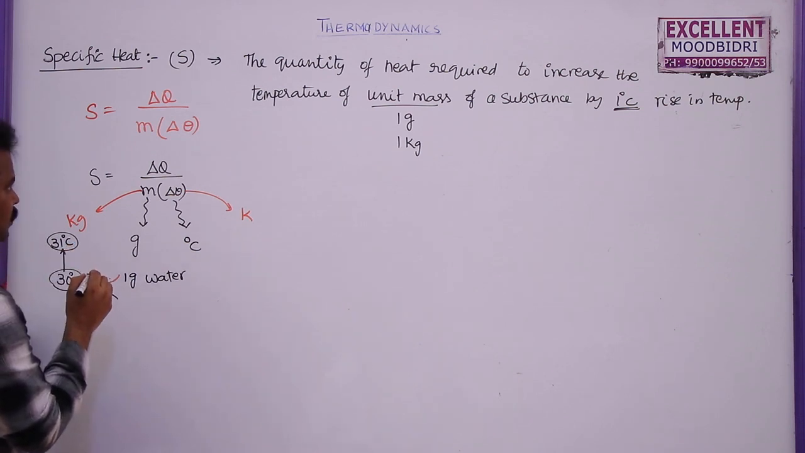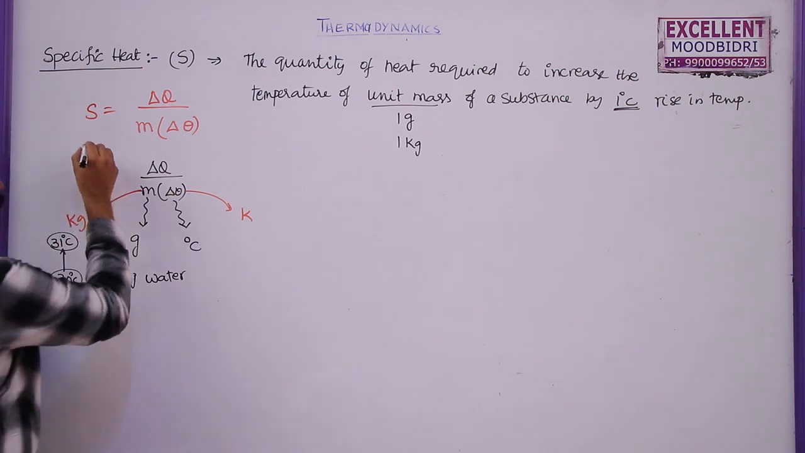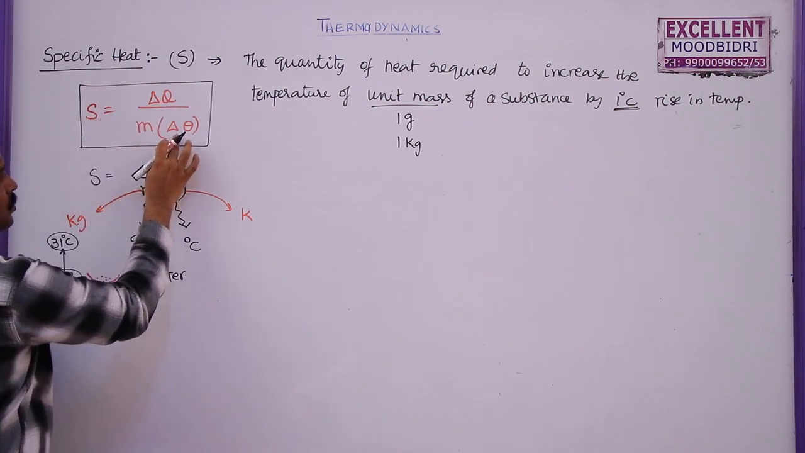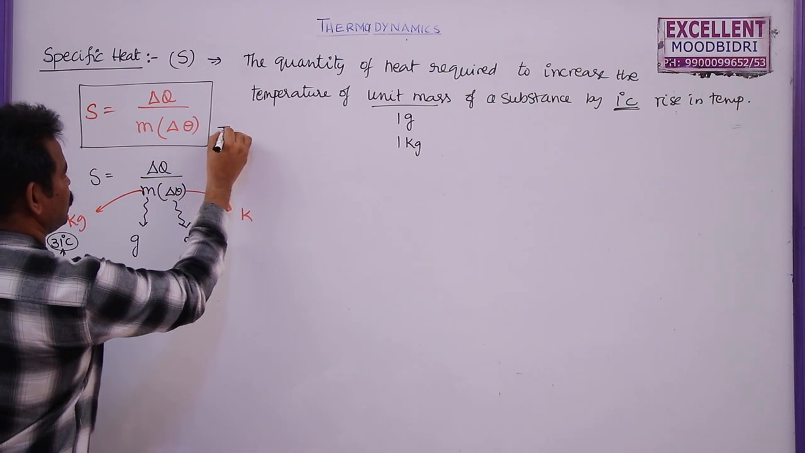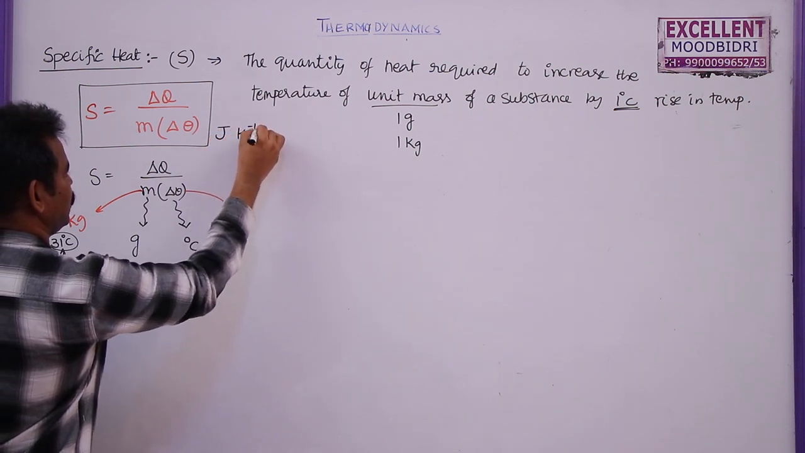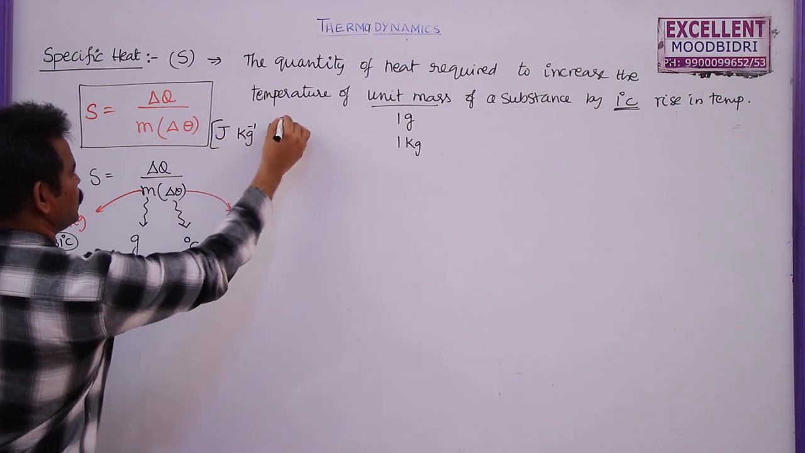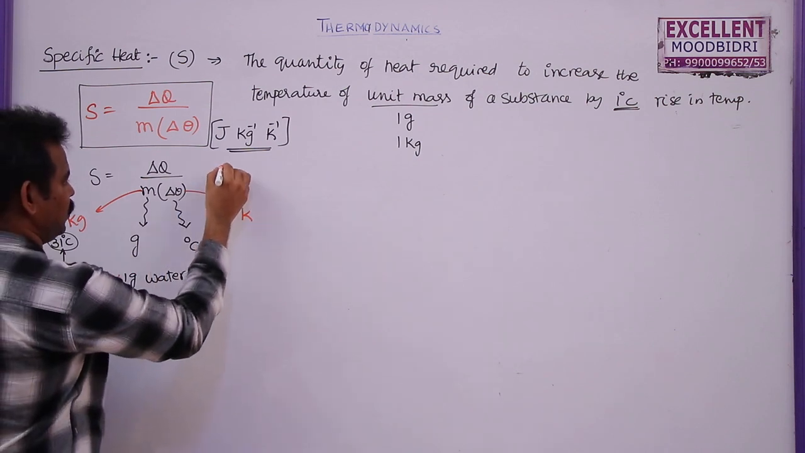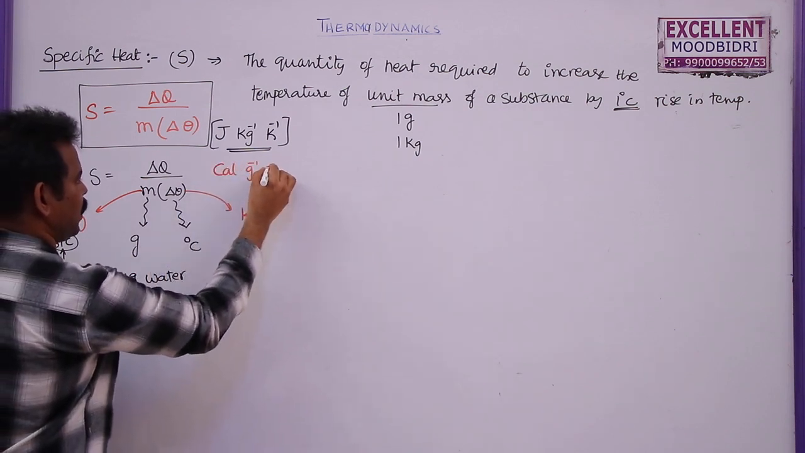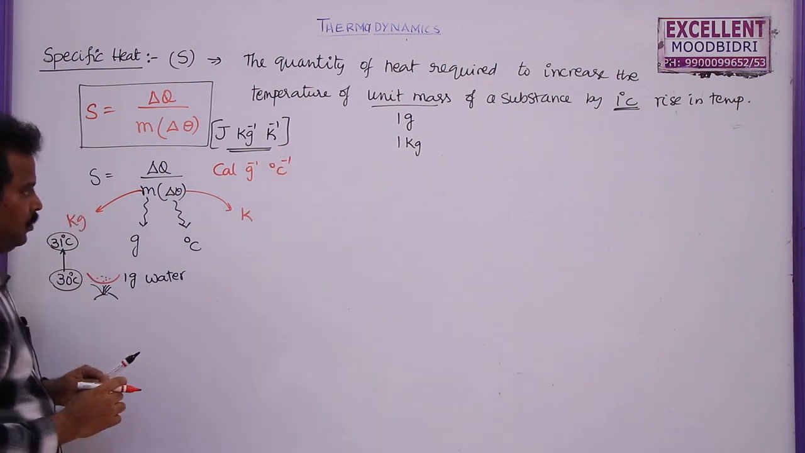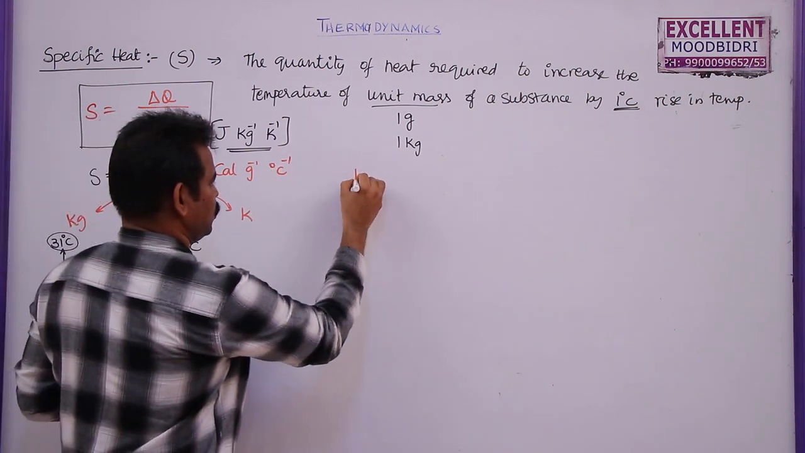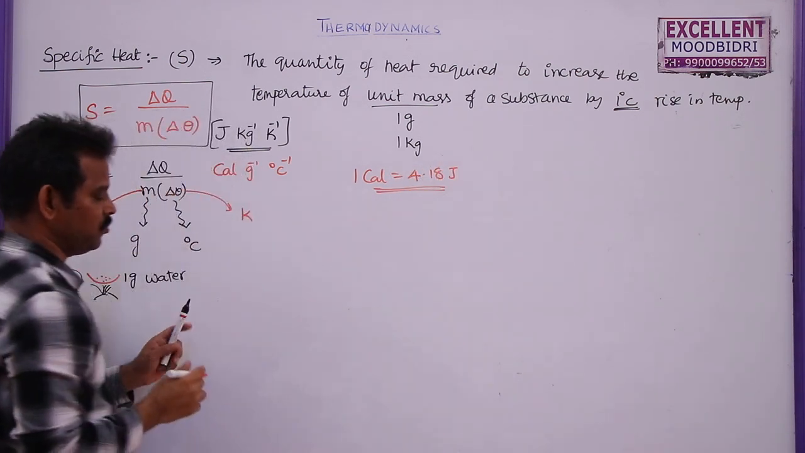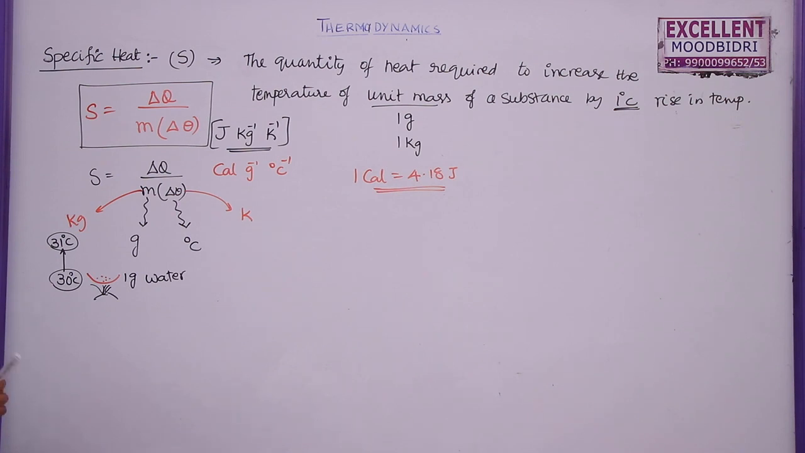Now, this specific heat of water is measured in different units. Specific heat is heat divided by mass into change in temperature. So the SI unit is joule per kg per Kelvin. This is the SI unit of specific heat. But the practical unit is calorie per gram per degree Celsius. We know that 1 calorie is equal to 4.18 joules. This is the conversion factor between calorie and joules.